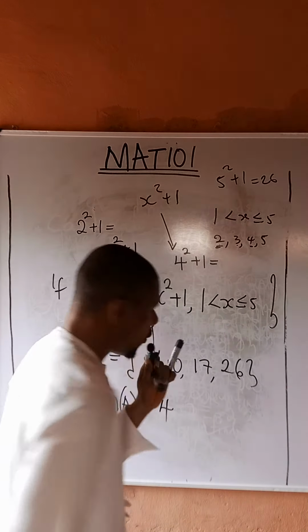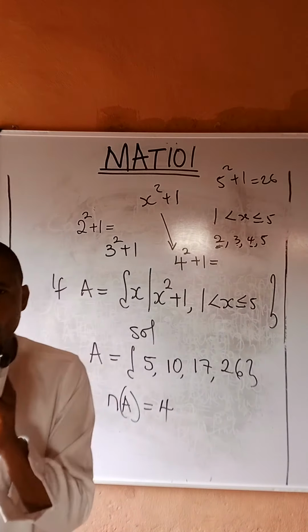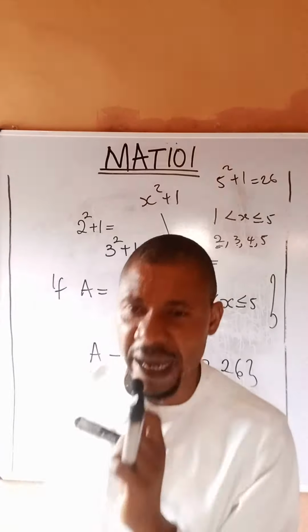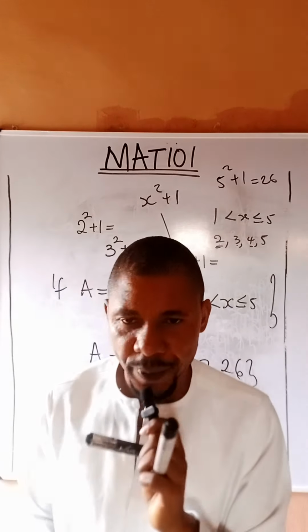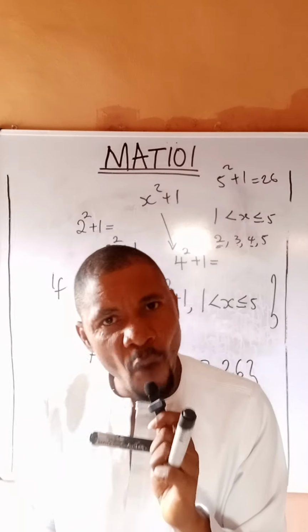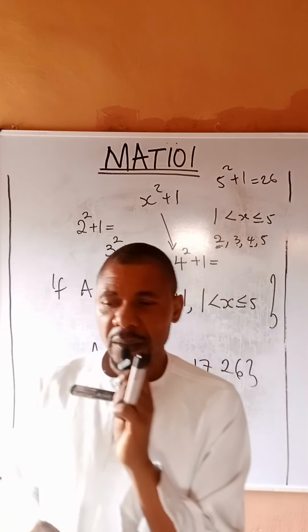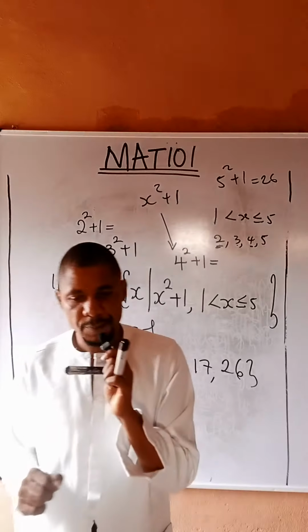I want you to know that there are many things you must know, you must cram. One is that the cardinality of an empty set is always equal to 0. Another one is that the cardinality of an infinite set is always infinite. These two things are very, very important.